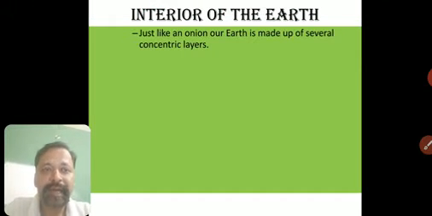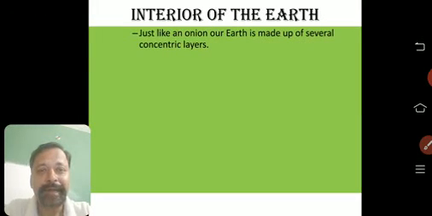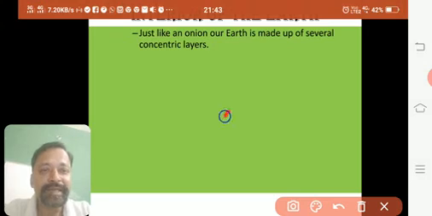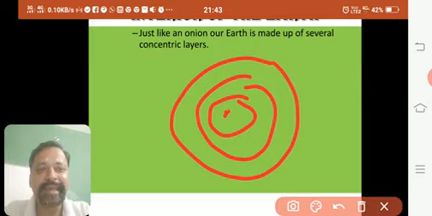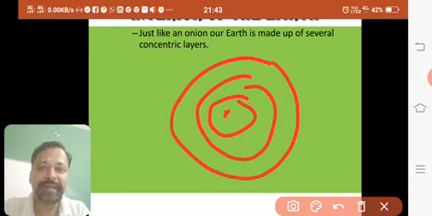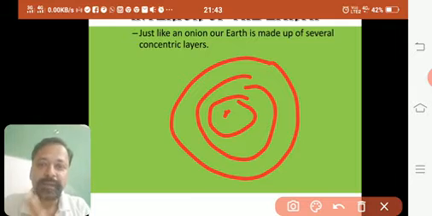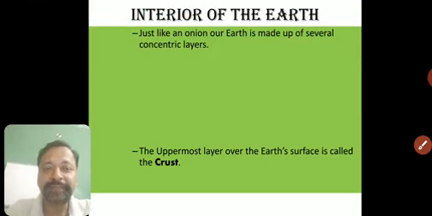Just like an onion, our Earth is made up of several concentric layers. You know what is concentric? Which has a common center. Like I had shown you in the figure, there is a center, and there are concentric circles, or you can say layers. So these layers form the Earth. It is the same as an onion. Have you ever seen an onion? Try to peel it. You'll peel one layer, another layer will be there. You take out that layer, another layer. Similarly, Earth also has different layers.